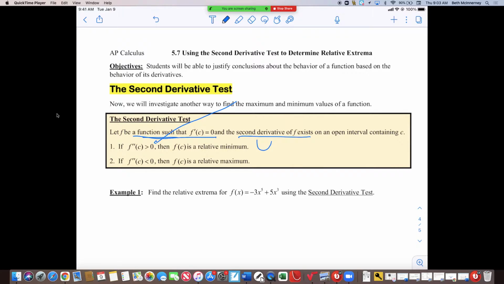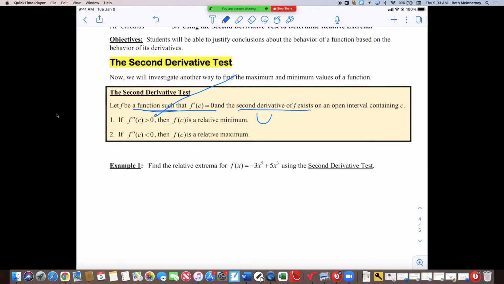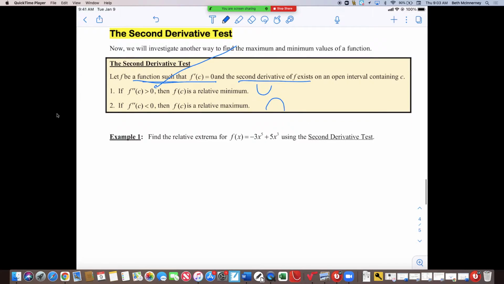So if the second derivative is negative, that means it's concave down, and f of c is a relative maximum. So in example 1, it says find the relative extrema for f of x equals negative 3x to the 5th plus 5x cubed using the second derivative test.